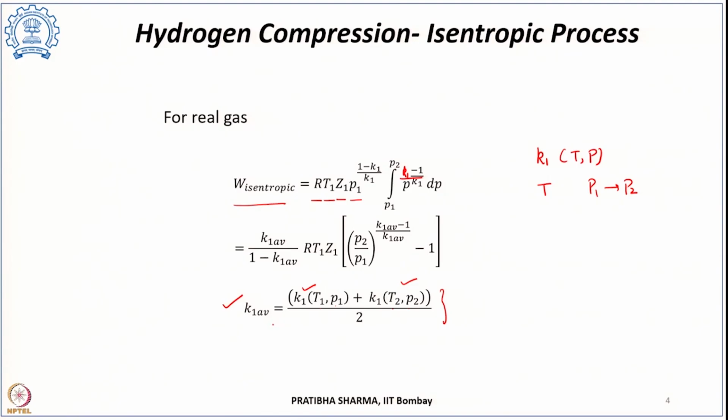Now, this average exponent K1 average divided by 1 minus K1 average R T1 Z1, P2 by P1 to the power K1 average minus 1 upon K1 average minus 1, this gives the isoentropic work for compression for a real gas.